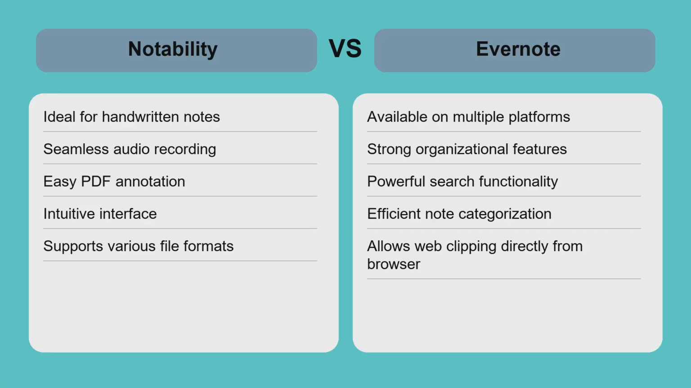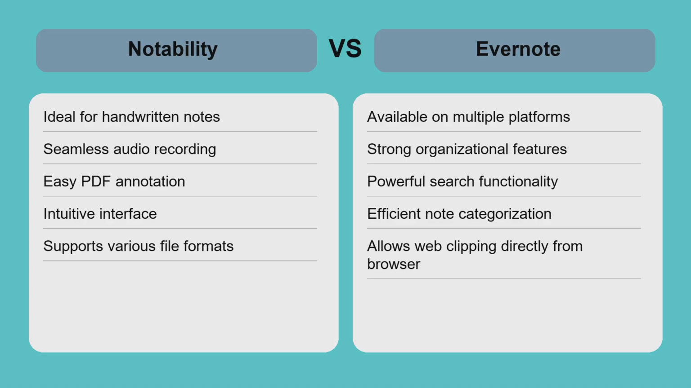When comparing Notability and Evernote, consider your specific needs. For example, if you're a student who prefers taking handwritten notes during lectures, Notability's features like audio recording and PDF annotation will serve you well. On the other hand, if you need a powerful organizational tool for managing projects and tasks across devices, Evernote's text-centric approach and advanced search capabilities make it a better option.